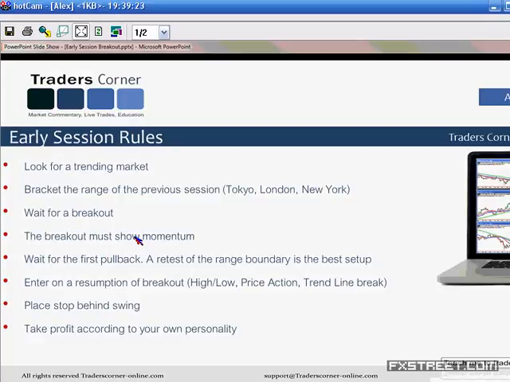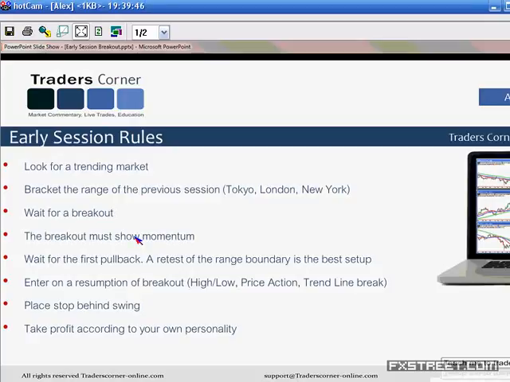Excellent. So once we've got the breakout and the breakout shows momentum, you're waiting for the first pullback. Now here I've said a retest of the range boundary is the best setup. The reason that I say this is that a retest of the range boundary and the price holding at or within that area shows you that the rest of the market are paying attention to this area, and hence it gives you a higher probability move.